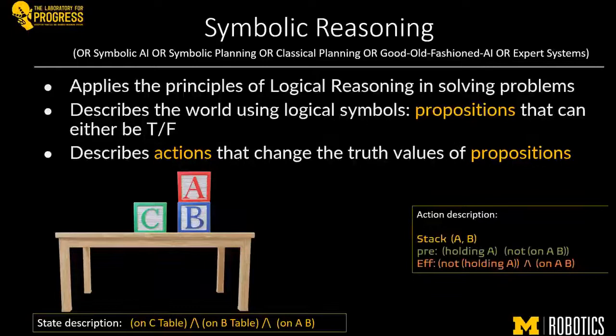Then an action would be, say, stack A B. And an action always comes with preconditions, which are essentially propositions that have to be true in order for the action to be executed, and a set of propositions that represent the effects. These are the changes in the truth values of the propositions once the action is executed. So given this representation, what people who did symbolic planning did was to basically chain a set of these actions and ensure that they are consistent. The chain of these actions would represent a symbolic plan.